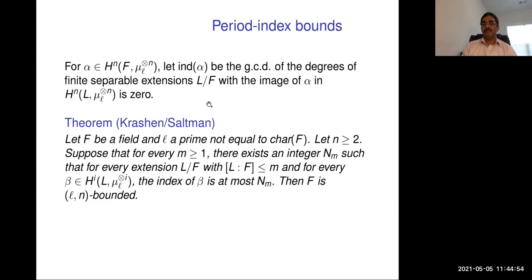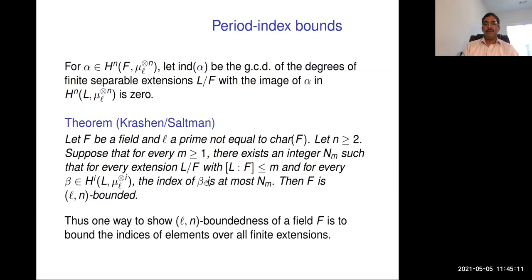So not only for the Brauer group, it's true for any H^n. Okay, so that is one of the reasons why we're interested in bounding the indices, to get l-n boundedness. So one way to show l-n boundedness of a field is to bound the indices of elements over all finite extensions.